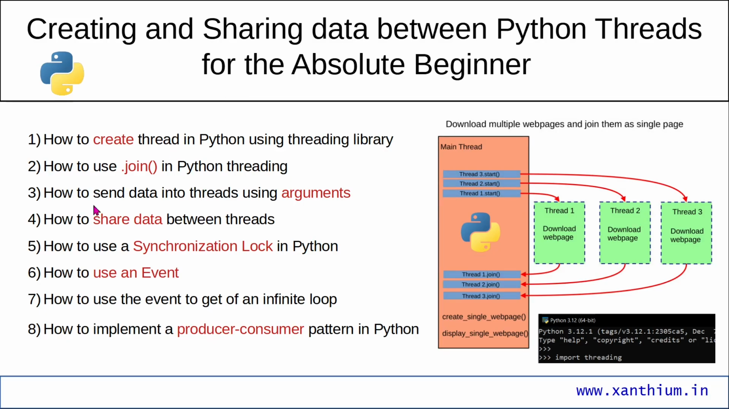Now we'll also teach you how to set up an event and to exit from an infinite loop using an event. And finally, we will tell you how to implement a producer consumer pattern in Python. This is a very useful pattern which is used for sending data between a producer and a consumer thread. Now, all our code is available on GitHub, and we'll be using Python 3.12, the latest version.